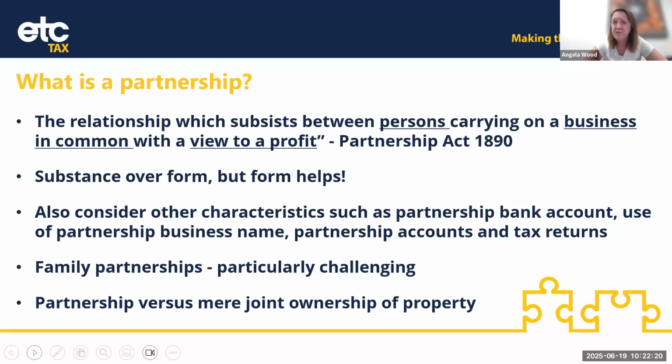Family partnerships, which of course most or a lot of property businesses are, are particularly challenging. I wouldn't go as far as to say that there is an assumption that families are holding property jointly, passively jointly, as opposed to operating in partnership. But we do have to almost disprove that, I think. So where you've got husband and wife, let's say, owning some property together, are they really operating in partnership in the truest sense of the word, or are they just holding some property jointly?